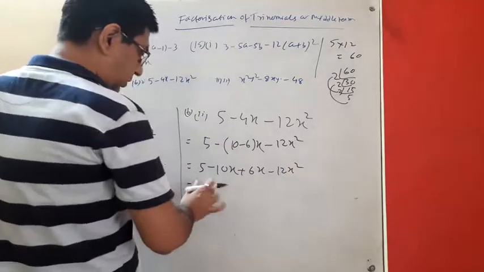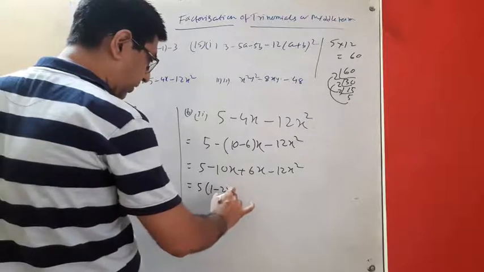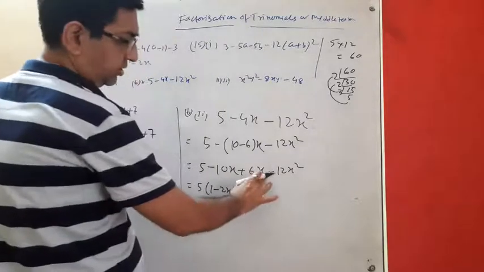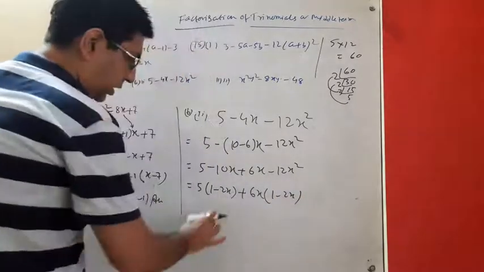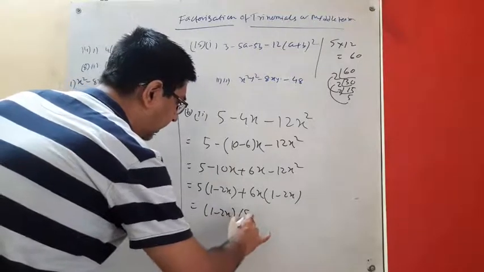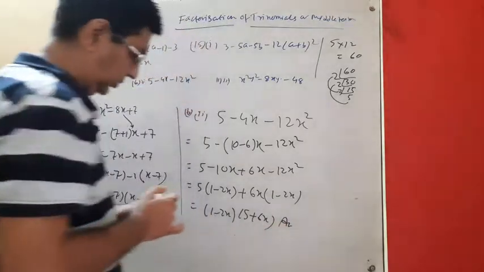Right? So from these two, we take common 5, giving 1 minus 2x. Then we take common 6x, and we are getting 1 minus 2x. Now this is a common term. We take common 1 minus 2x and we are getting 5 plus 6x. This is the answer, okay?